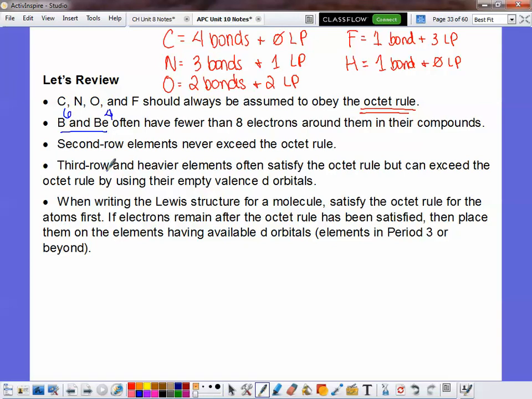Second row elements never exceed the octet rule. So that's going to be carbon, nitrogen, oxygen, and fluorine. Third row elements and heavier, so further down on the periodic table, often satisfy the octet rule but can exceed it by using their empty valence d orbitals. And then remember, when you're writing Lewis structures for a molecule, satisfy the octet rule for the atoms first, and then if there are electrons that remain, place them on the central atom.